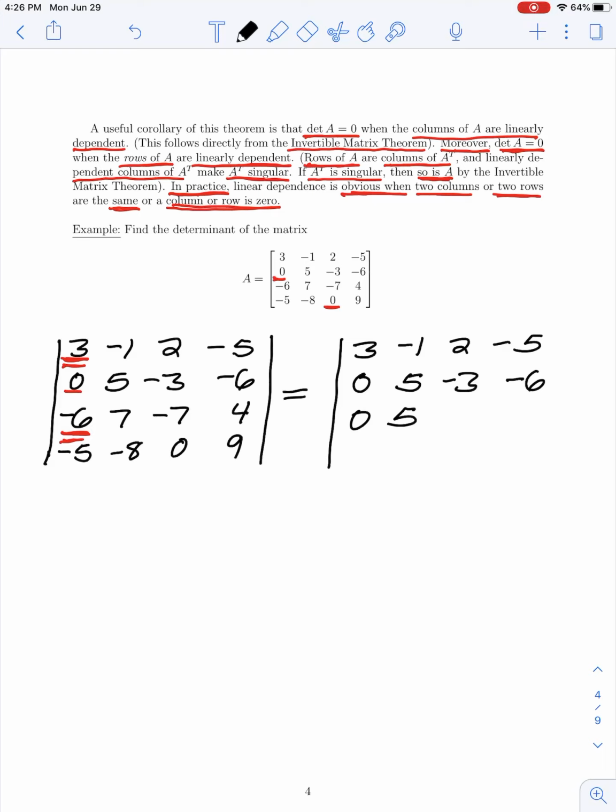Positive 4 minus 7 is -3, and then a negative 10 plus 4 is negative 6. And for now, I'm going to leave my fourth row alone. So we could keep proceeding here to try to reduce this matrix completely to row echelon form or triangular form.